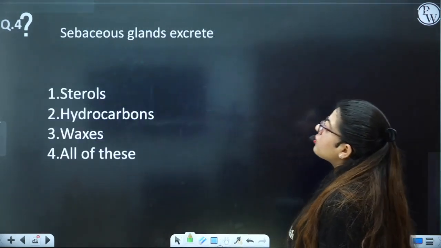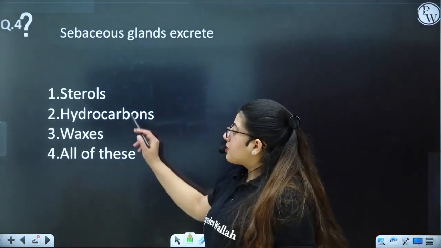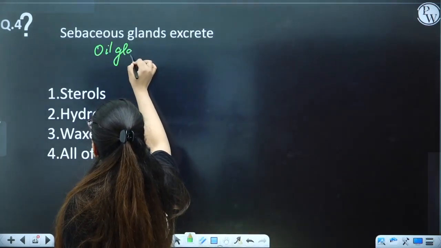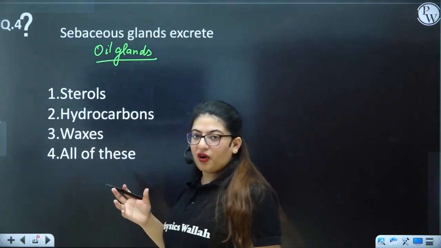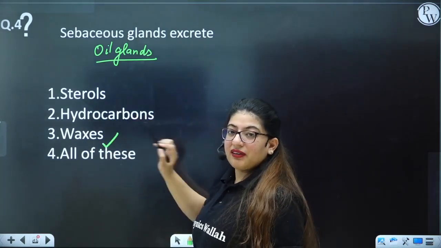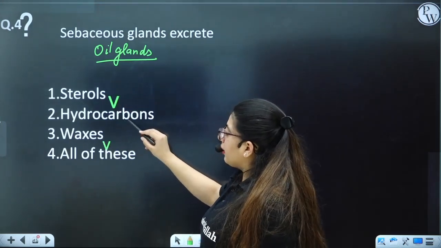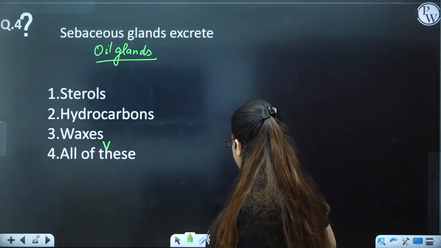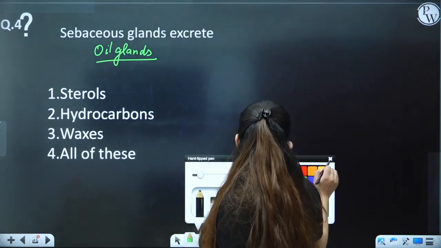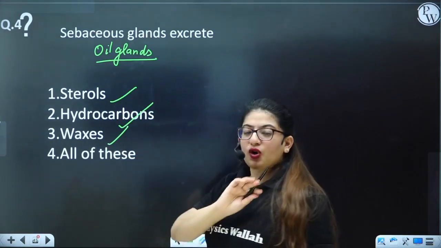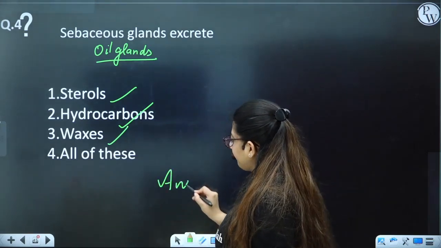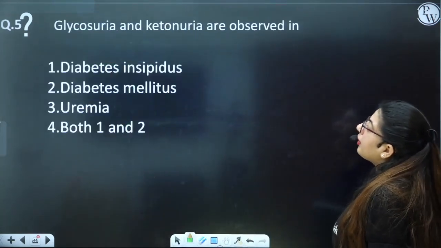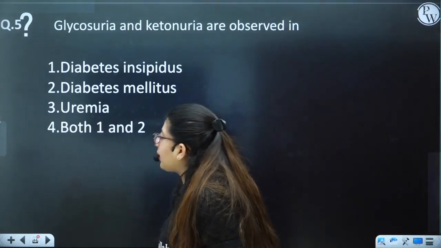Next, sebaceous glands secrete or excrete sterol, hydrocarbons, waxes, all of these. So what are sebaceous glands? Oil glands. Oil glands are also a secondary excretory organ. They excrete waxes, even fatty acids. These are fats only. And even the hydrocarbons. So sterol, hydrocarbons and waxes are all types of fat. So, all of these. Oil is basically a fat, right? So, it's simple.